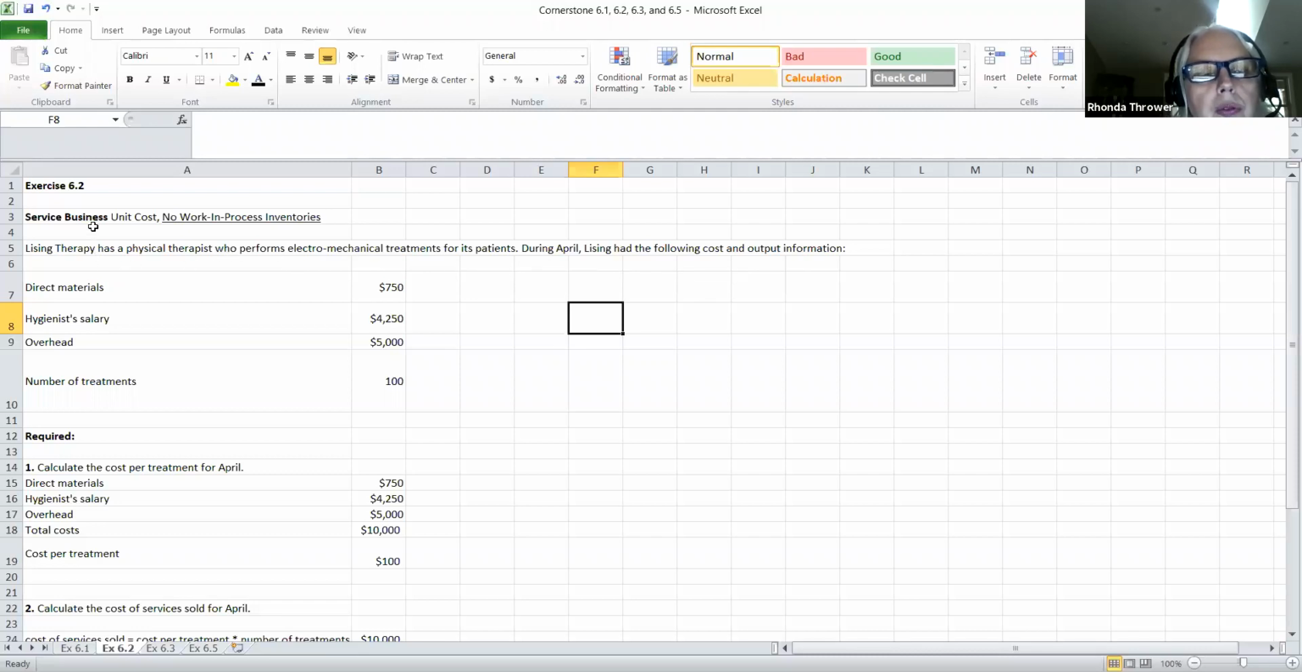What they want you to find in this service business is how much it costs them per treatment. They want you to find the unit cost, assuming that there are no work in process inventories. And what that means is at the end of the period, they didn't have any patients that they were still treating. All the patients had been treated for that period of time using those electromechanical treatments.